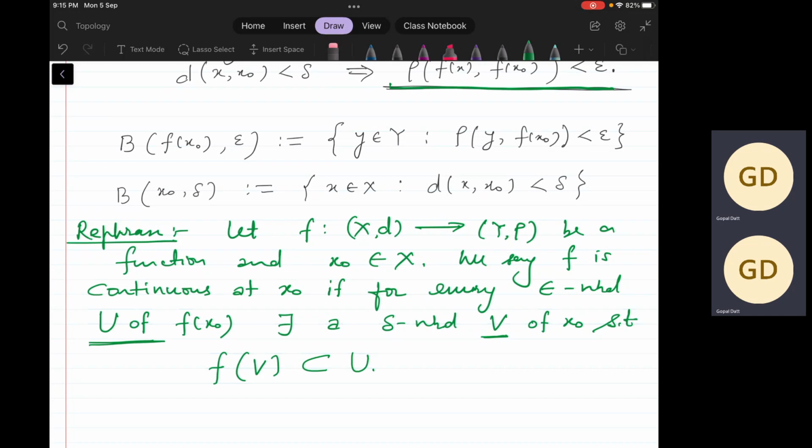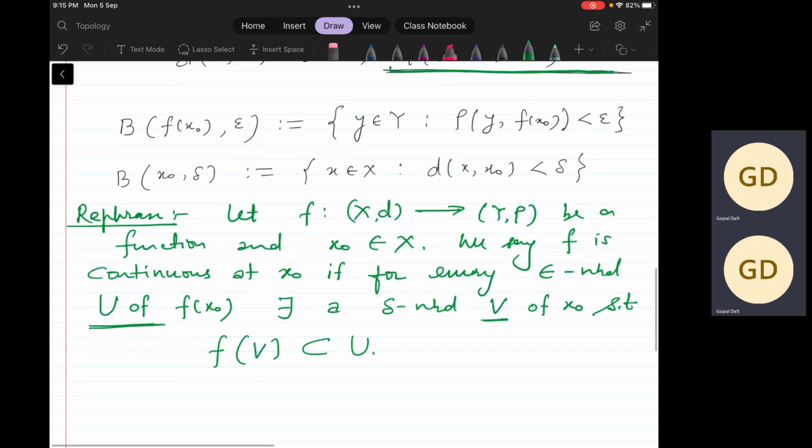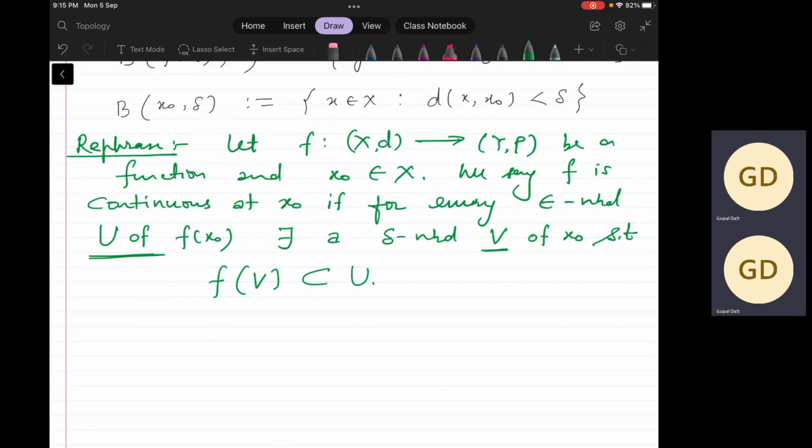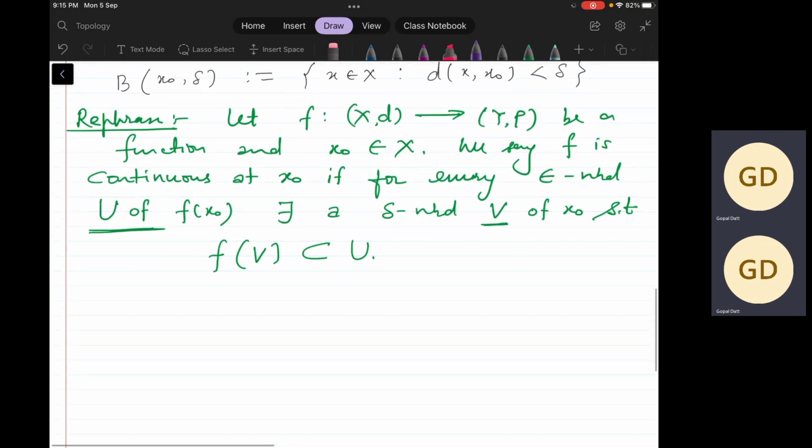Okay, so you see we have removed the dependence on the metric, and we rephrase this definition in terms of epsilon neighborhoods. So this is another way. These two definitions are equivalent, and here we do not need any distance. Now let us recall a few definitions from metric space.